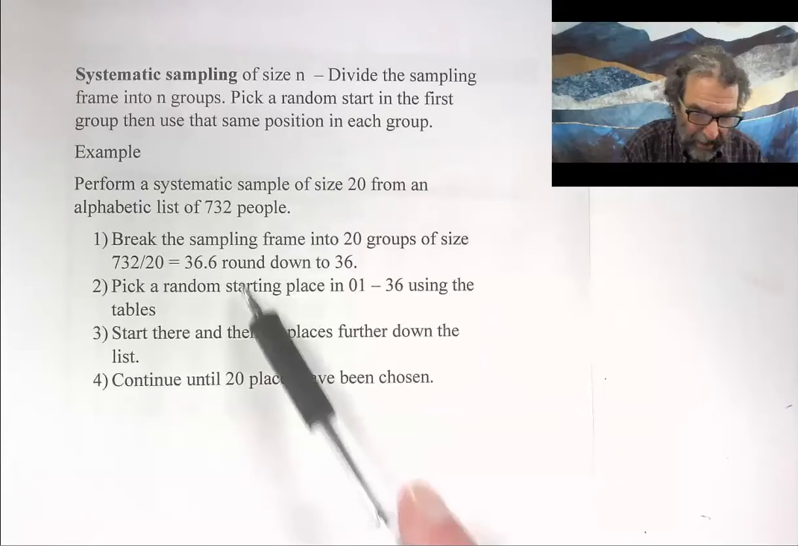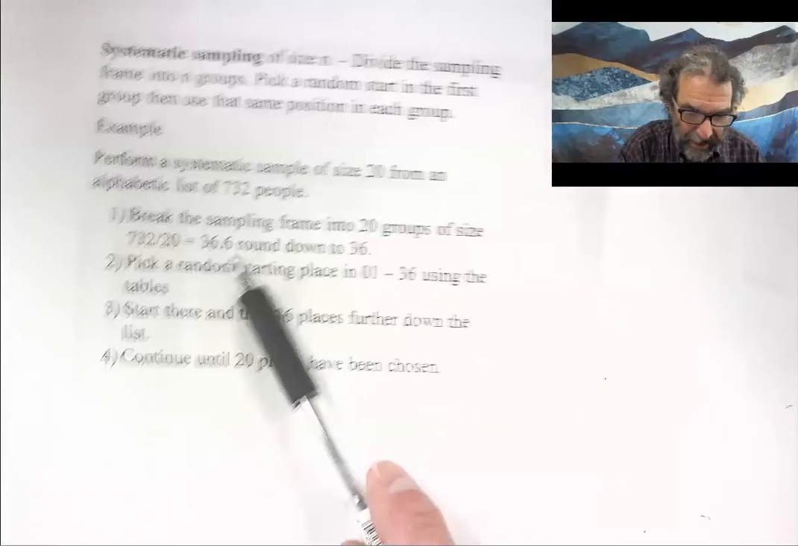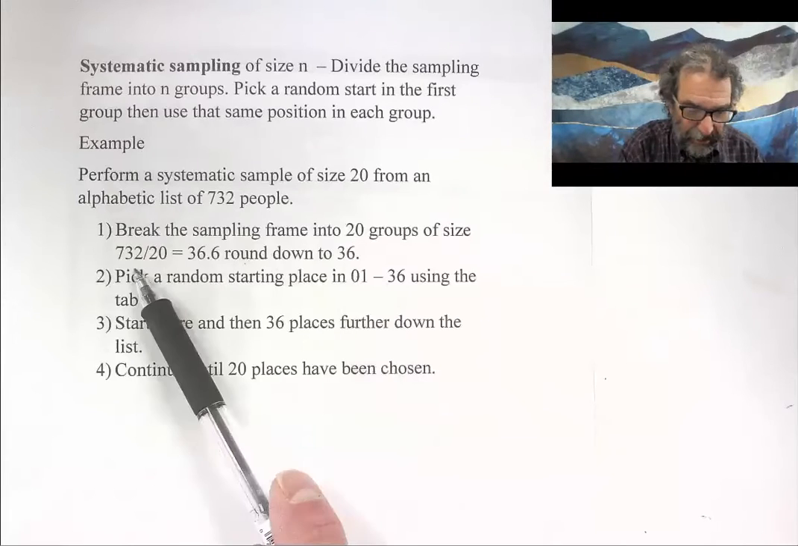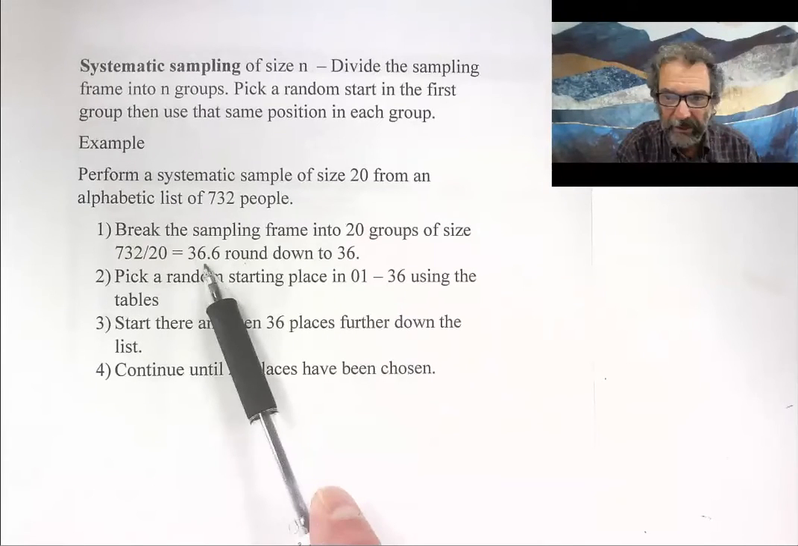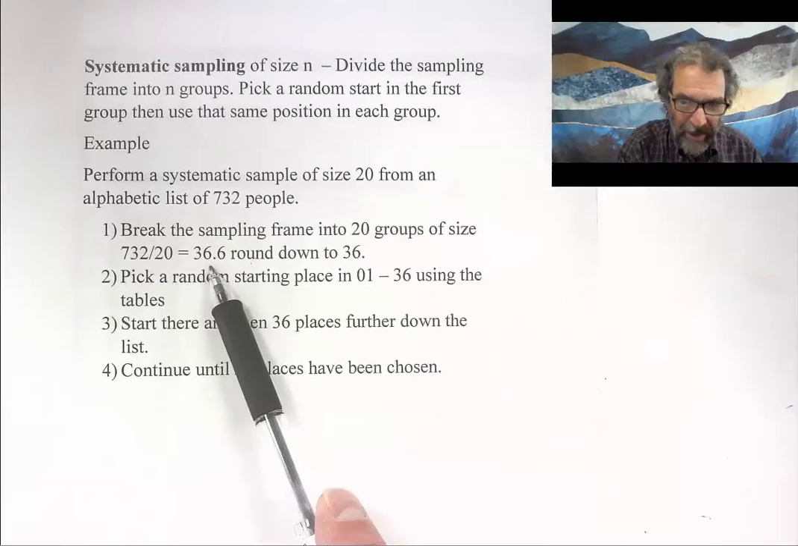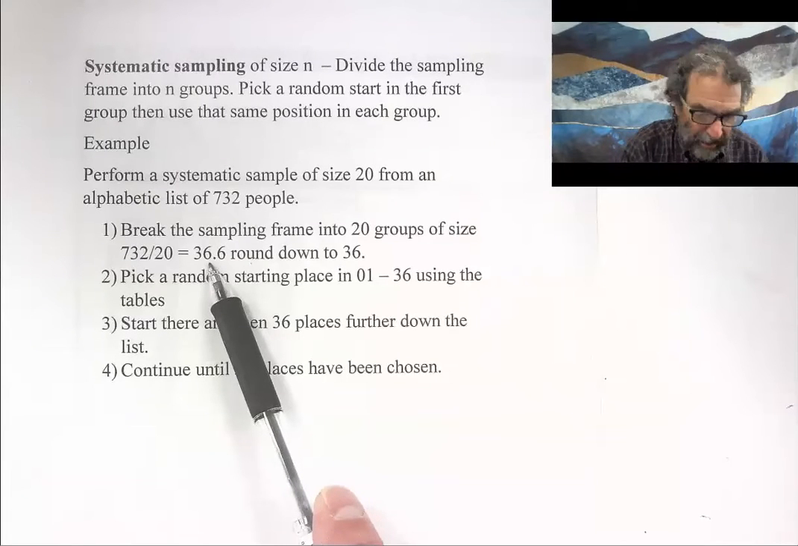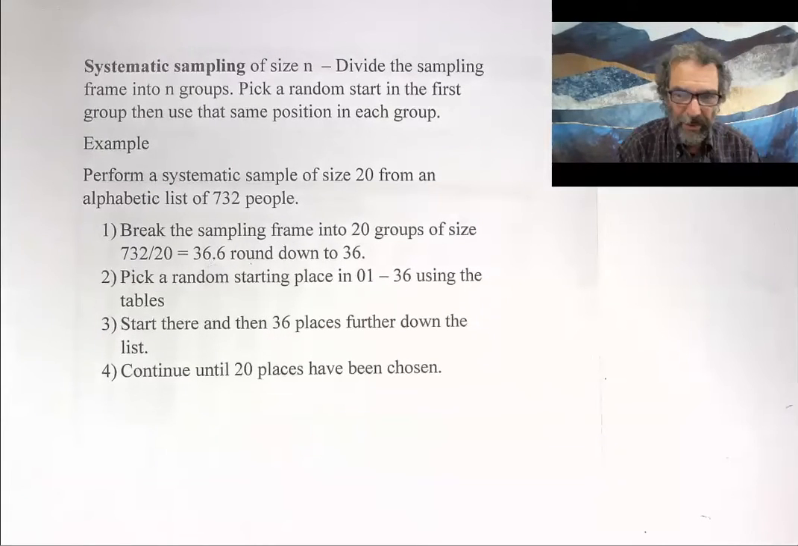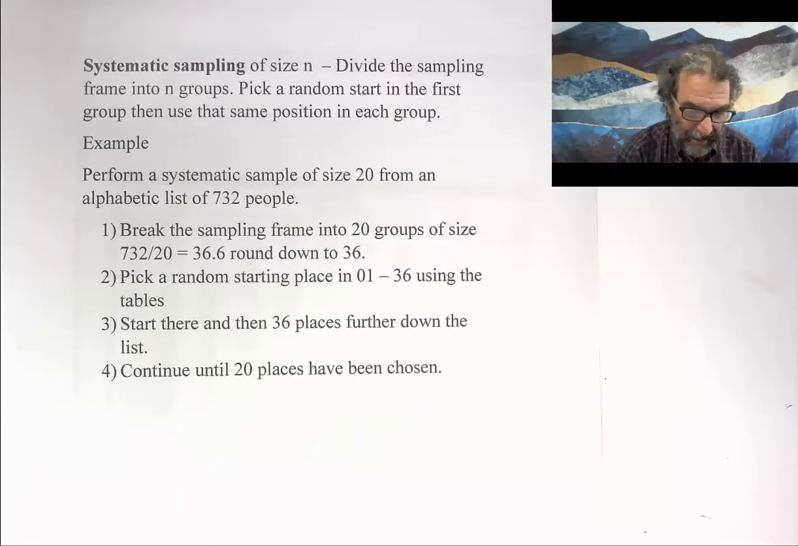So first we break the sampling frame into 20 groups. We divide 732 by 20, we get 36.6. So we want groups of around size 36. We just round that down to 36, because if we rounded it up, we might run out of space at the end. So we round down. We're willing to not quite put the last few people on the list into the sample. We have to do something though, because we're doing systematic sampling.